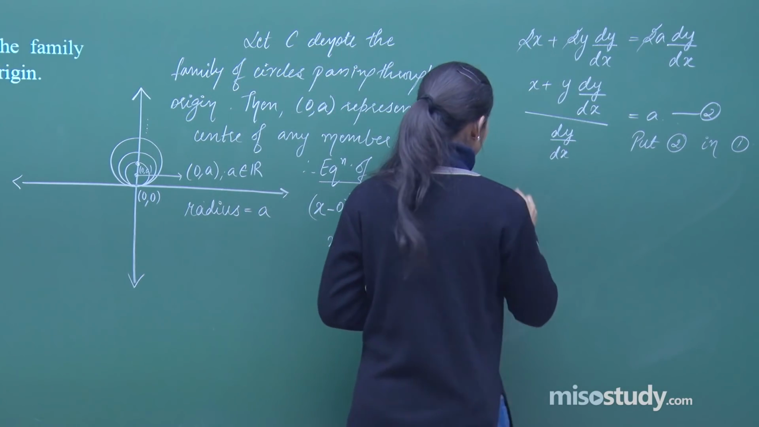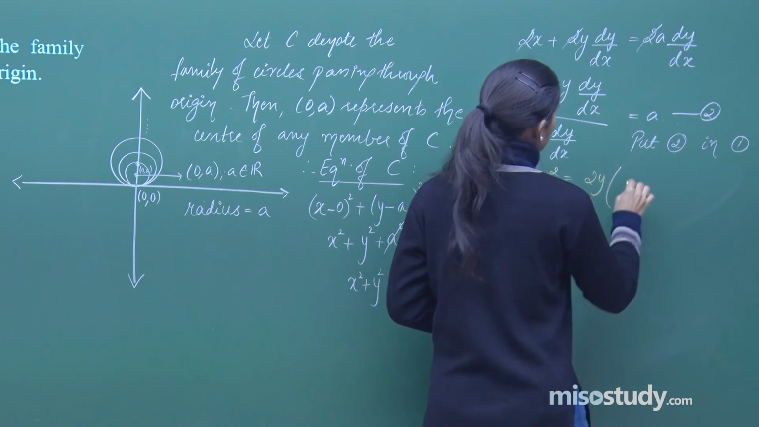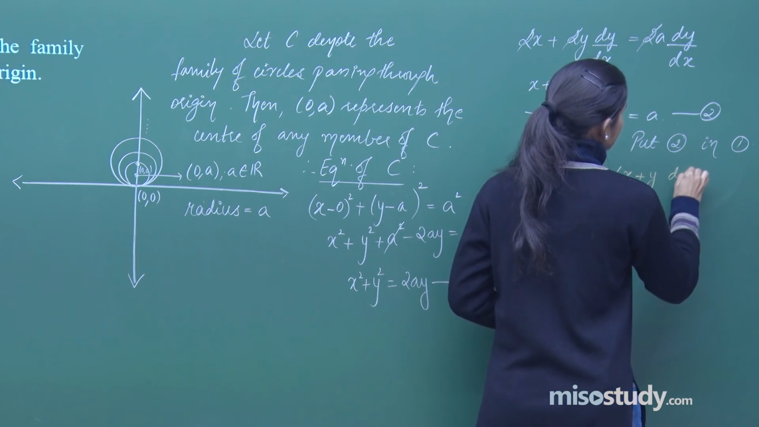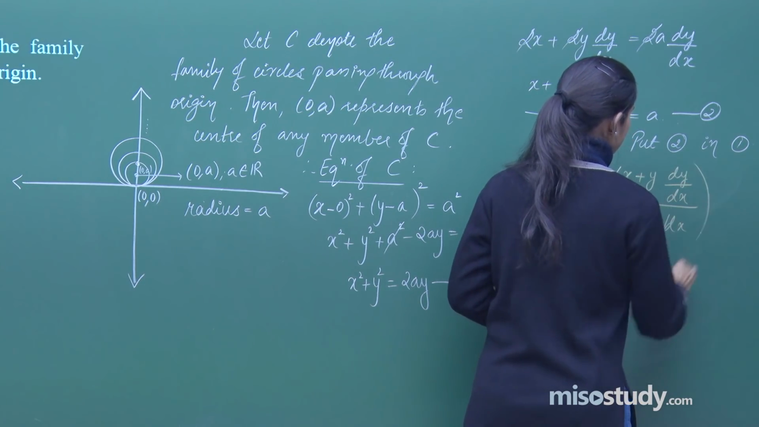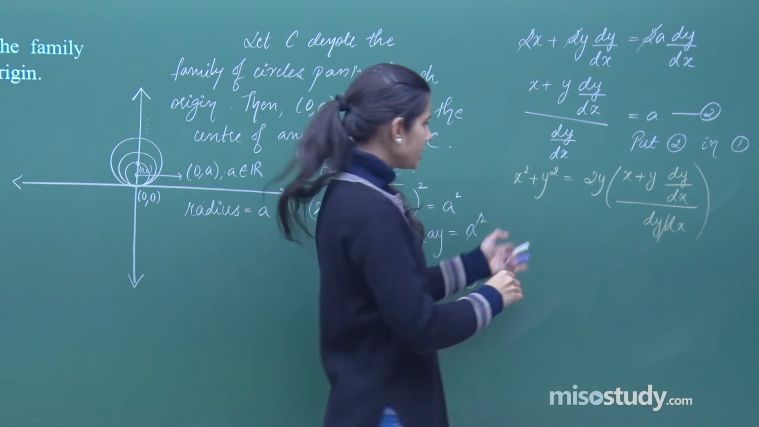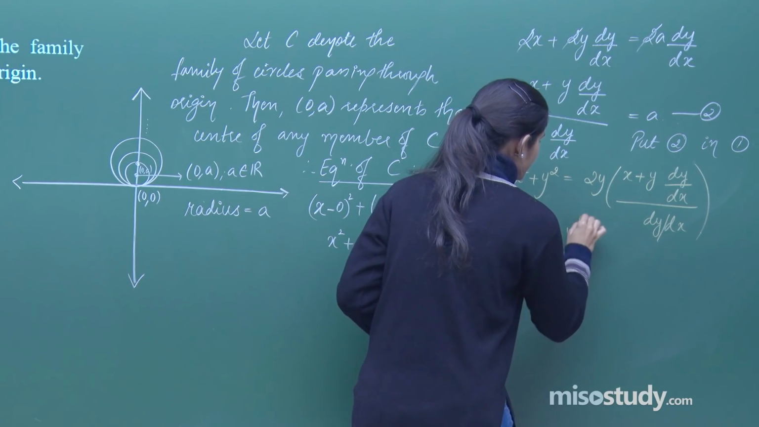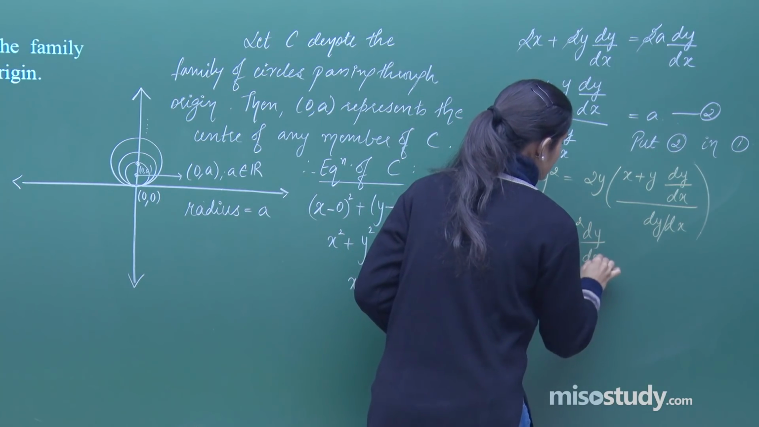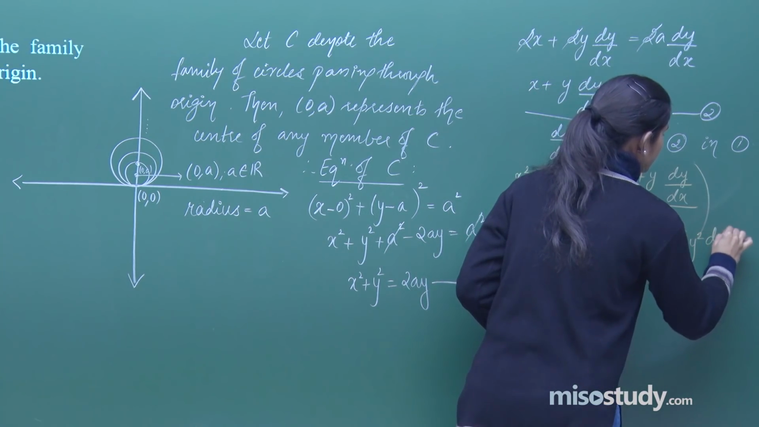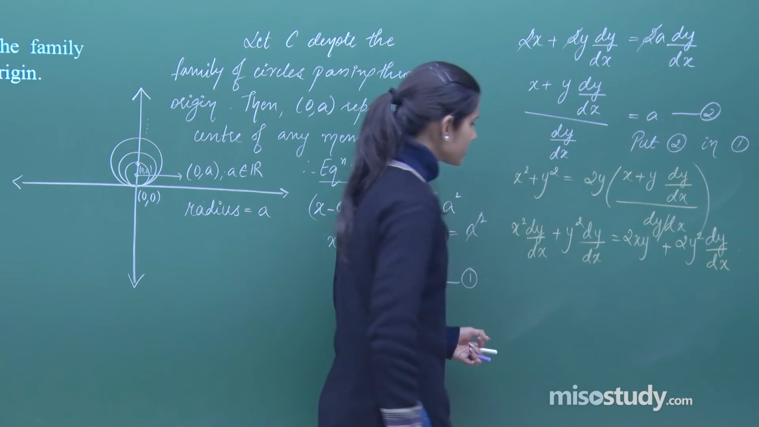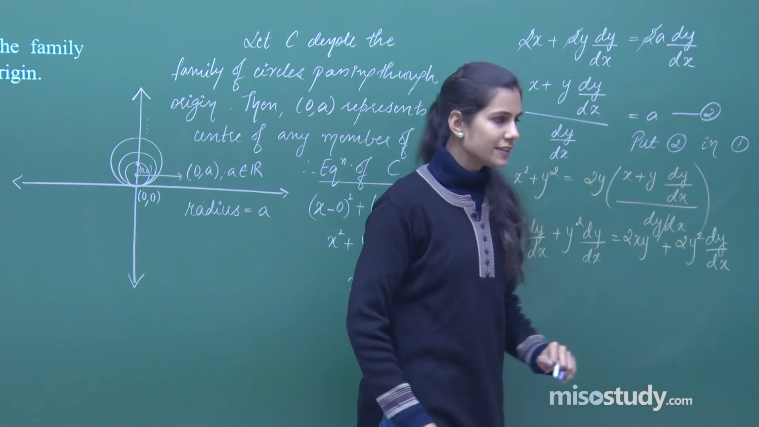So what is it that I get? I get x square plus y square equals 2y into a, which is x plus y dy by dx whole upon dy by dx. So this dy by dx comes over here. You get x square dy by dx plus y square dy by dx equals 2xy plus 2y square dy by dx. So 2y square dy by dx minus y square dy by dx gives you y square dy by dx.